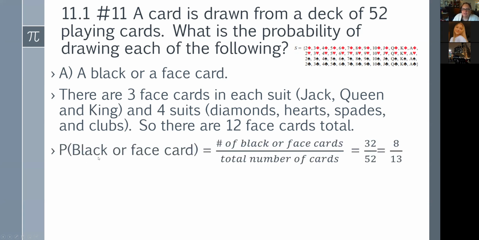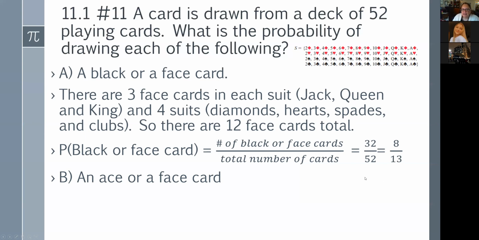And the probability of getting a black or a face card is just the number of black or face cards divided by the total number of cards. And so we have 13 plus 13 gives me 26, 27, 28, 29, 30, 31, 32. There are 32 cards out of 52, and that reduces down to 8 out of 13.